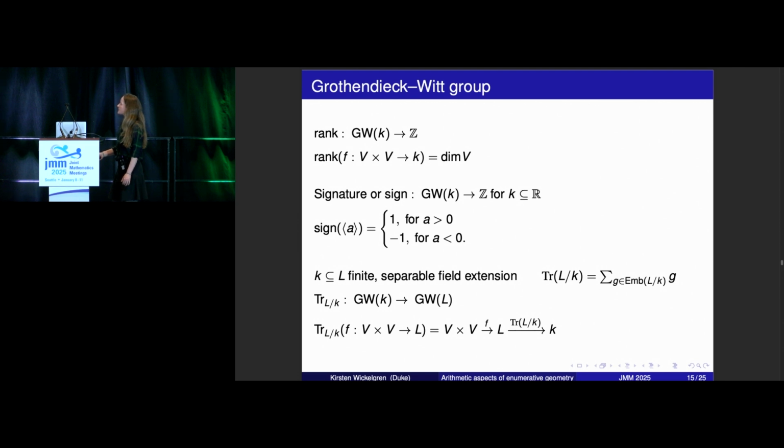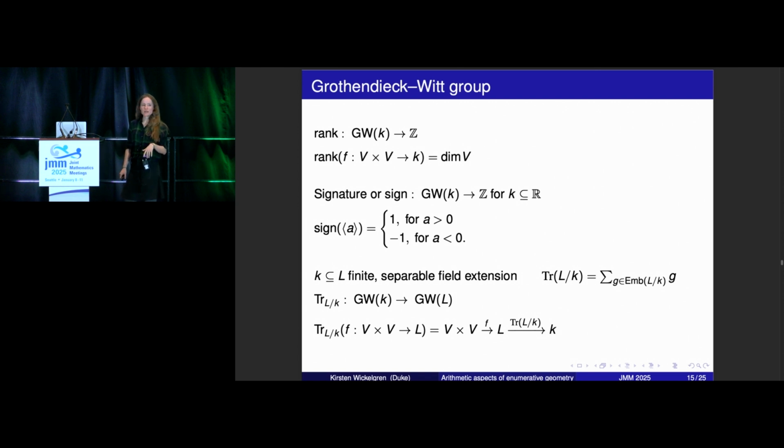So V can also be viewed as a K vector space. And then we take this bilinear form F, and we compose with the trace from Galois theory, and we can take something from GW of L to GW of K. All right. So we've got some notation to talk about degrees in A1 homotopy theory.